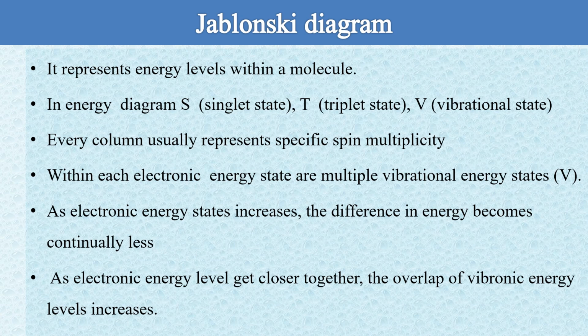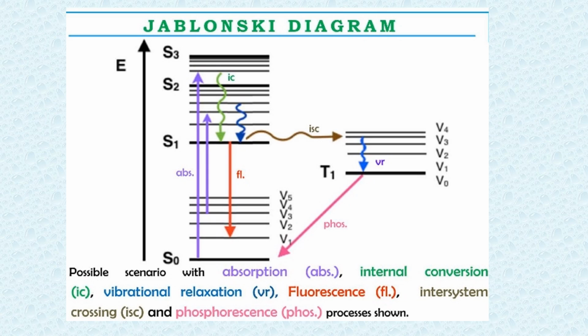A Jablonski diagram represents energy levels within a molecule. These energy levels are singlet states, triplet states, or vibrational states. Every column usually represents a specific spin multiplicity. Within each electronic energy state are multiple vibrational energy states. As the electronic energy state increases, the difference in energy becomes continuously less. As the electronic energy levels get closer, the overlap of vibronic energy levels increases and they come closer to each other. Here is the main Jablonski diagram.